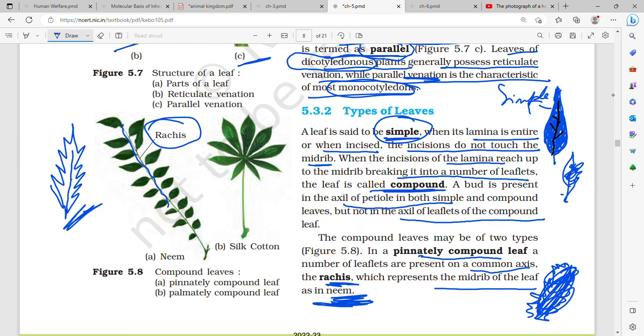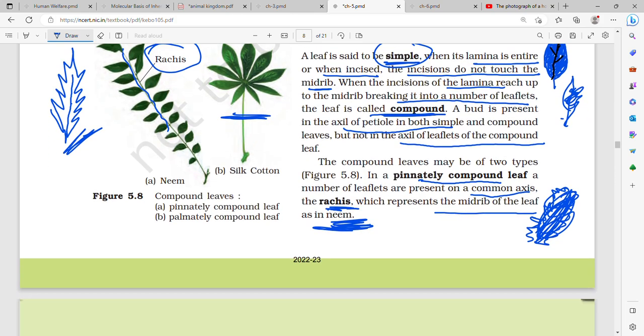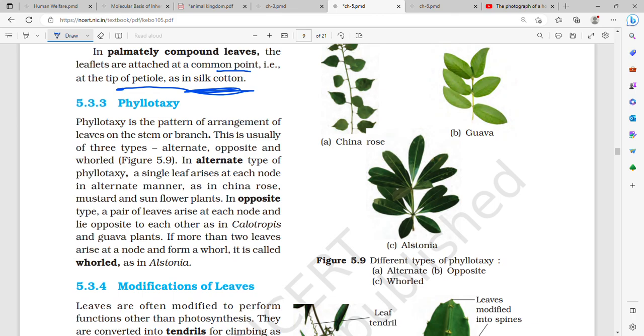So, silk cotton is an example of palmately compound leaf in which all the leaves are attached to one point, that is at the tip of petiole, not at the point in midrib. This is the petiole. At this tip, all are attached.